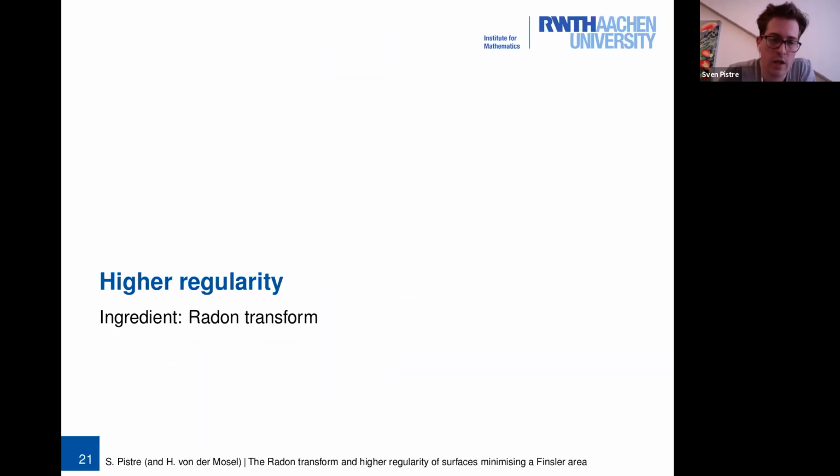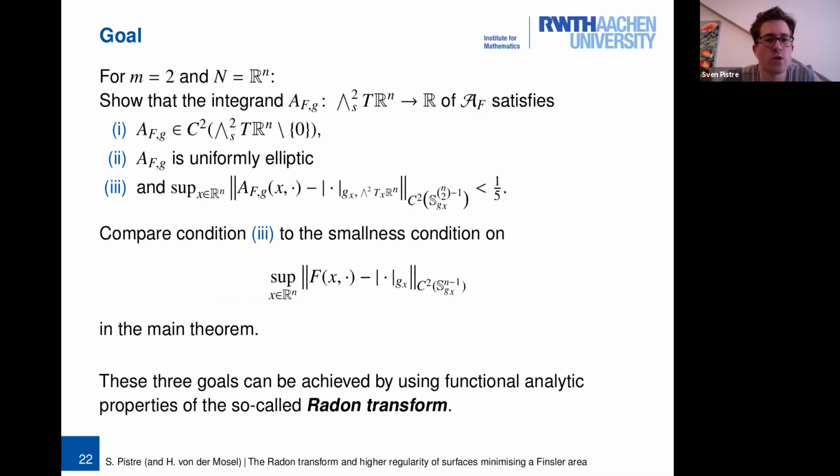Let me show you the second ingredient for applying this general framework, and that's the Radon transform. This comes from integral geometry, and let me first show you what we would like to do. We would like to have this area integrand, which we've seen earlier. You will see again on the next slide what it looked like. We need these three conditions: the area integrand needs to be C2, uniformly elliptic, and this smallness condition should be fulfilled.